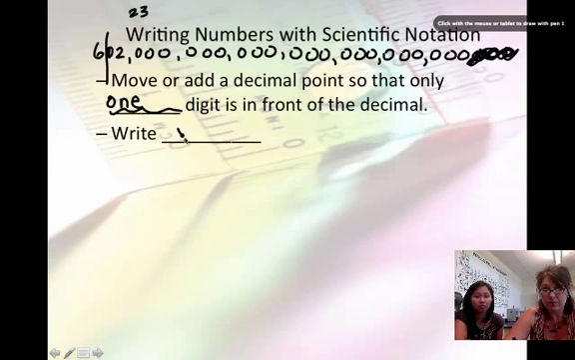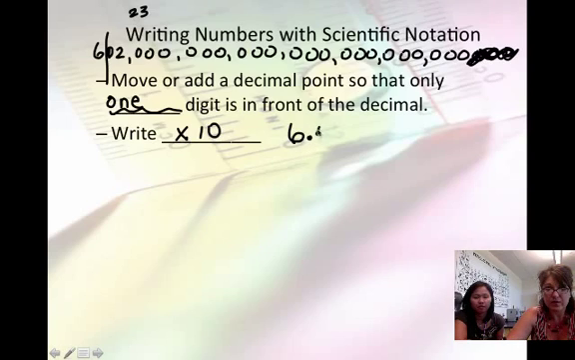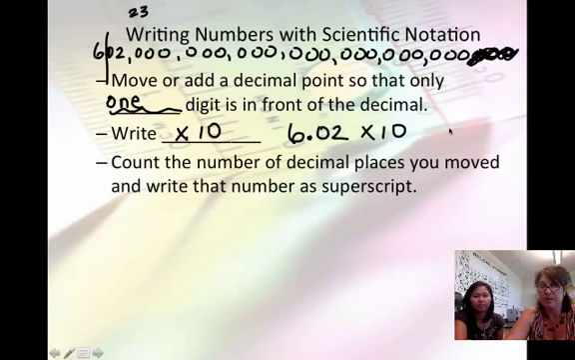After this we're going to write times 10. So I'm going to put 6.02. Now all I have left is zeros, so I'm going to put times 10. Now count the number of decimal places you moved. I counted 23 spaces.